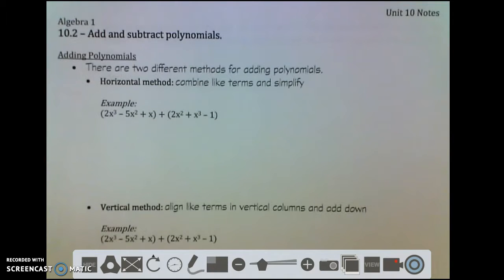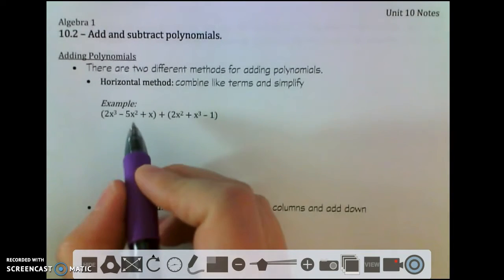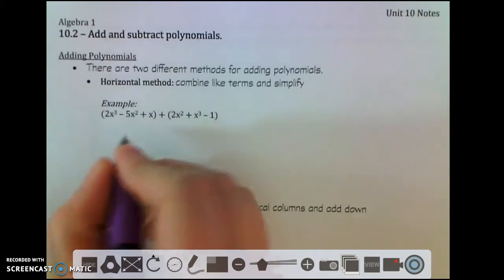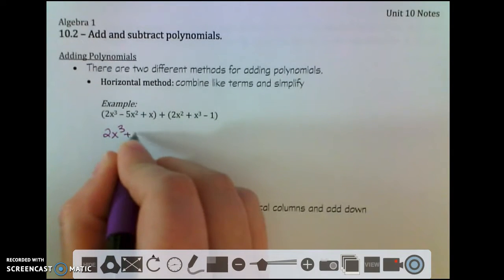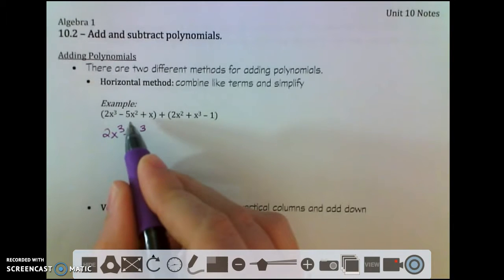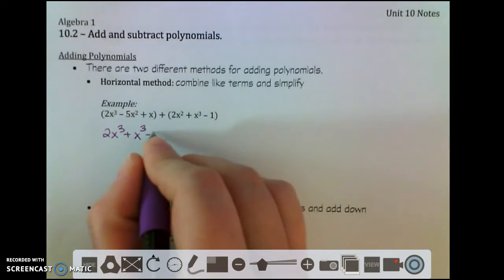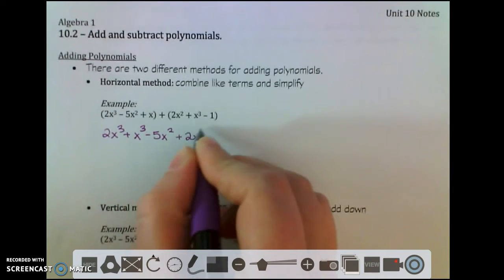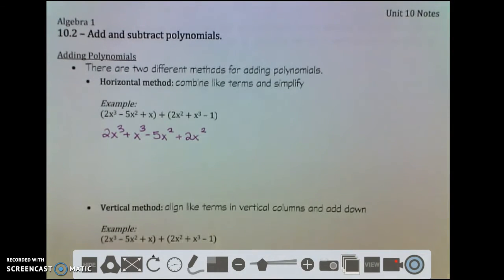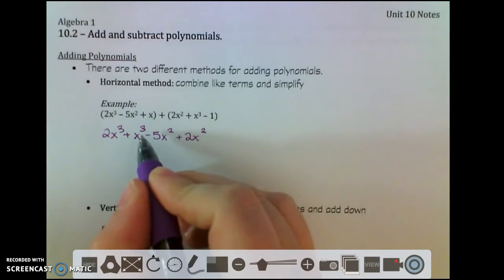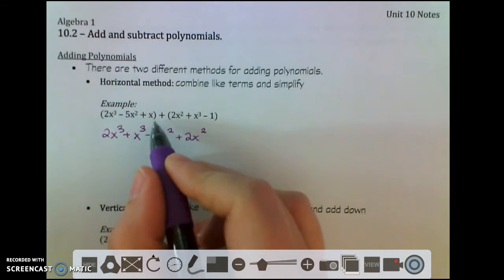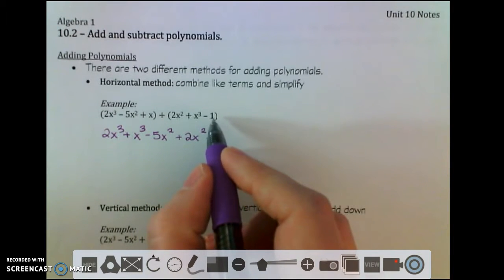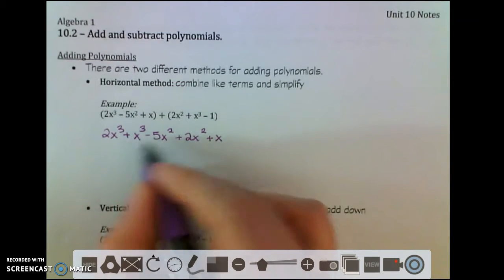So for example, right here, I have a 2x cubed, and then I have an x cubed here. So I have 2x cubed plus x cubed. Next, I'll use my squared term. So I have minus 5x squared, and over here I have a plus 2x squared. So I'm just rewriting this entire thing without parentheses and combining my like terms so they're next to each other. Then I have a plus x, and I don't have any x terms over here, but I do have a constant. I don't have any constants here, so all three of these have been written down now.